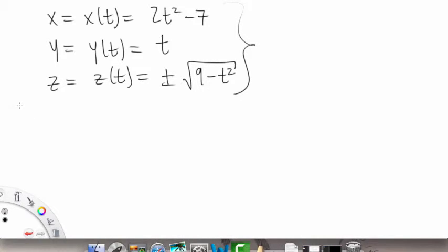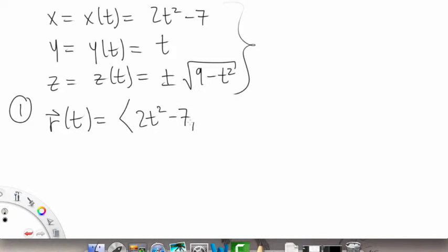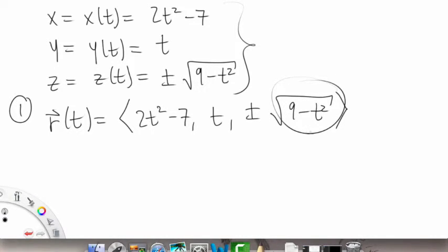So one way to write them, method 1, we could write our answer as r of t is equal to, and simply list these: 2t squared minus 7, t, and then plus or minus square root of 9 minus t squared. Then we would have to list our domain for t, because we do have this restriction given by the radical sign. So t must be between -3 and 3 for that to be even possible. So this is our domain there.